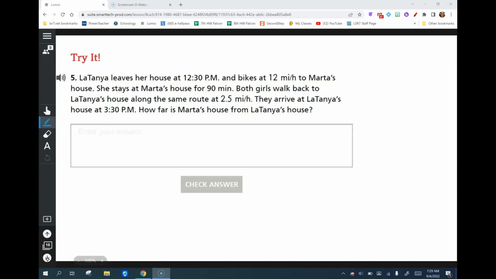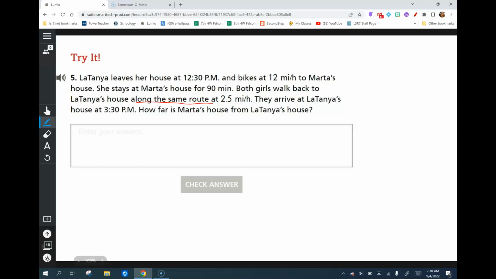LaTanya leaves the house at 12:30 and bikes at 12 miles per hour to Marta's house. She stays at Marta's house for 90 minutes. Both girls walk back to LaTanya's house along the same route. Okay, so that's going to be one of our important concepts, along the same route. At 2.5 miles per hour, they arrive at LaTanya's house at 3:30.